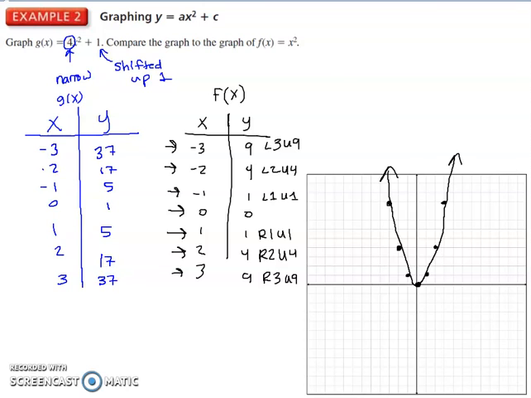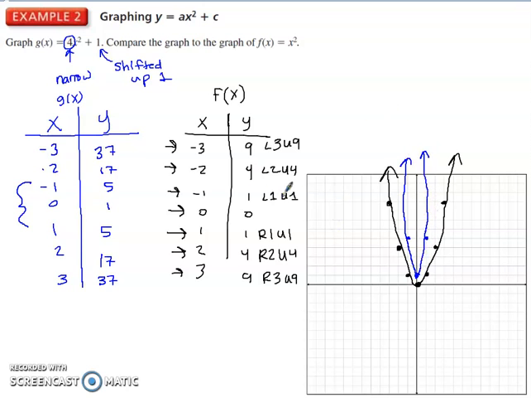Now, this is not going to fit on my graph, but I can at least graph these 3 points. So 0, 1, -1 and 5, +1 and 5. -2, 17 would be way up here, and +2, 17 would be way up here. So my graph is going to look super narrow and something like this.